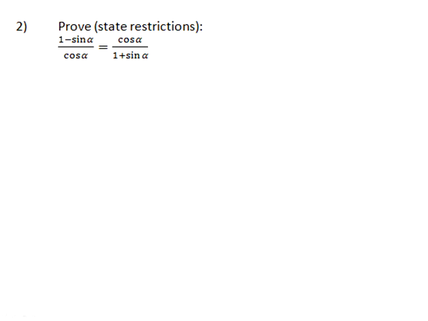Question 2, we are asked to prove this identity and we are also asked to state restrictions. Now, a restriction is a value that a variable may not take, because if it takes on that particular value, that part of the identity will be undefined. So let's see what sort of things would make an identity undefined. We know from our study of equations in general that the denominator may not be a value that will result in that denominator being equal to 0. So our denominator is not allowed to be equal to 0.